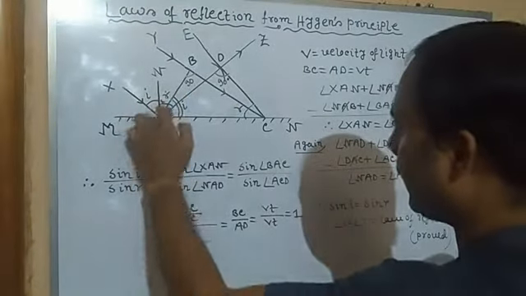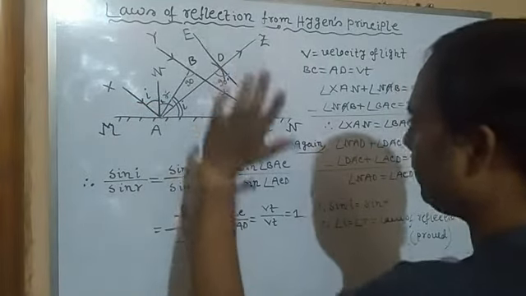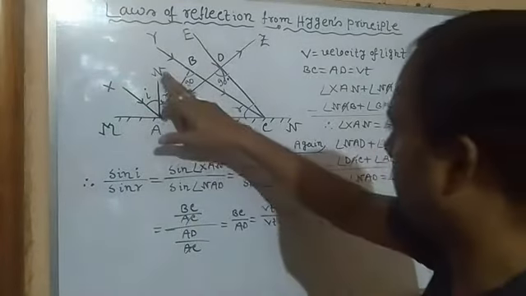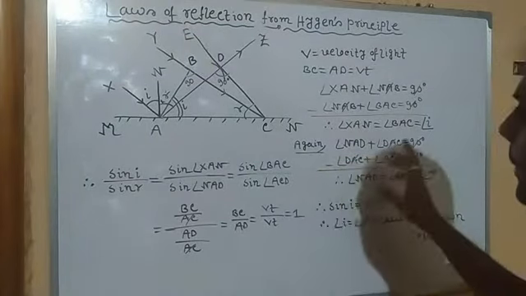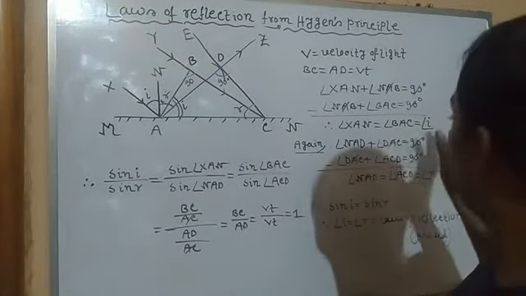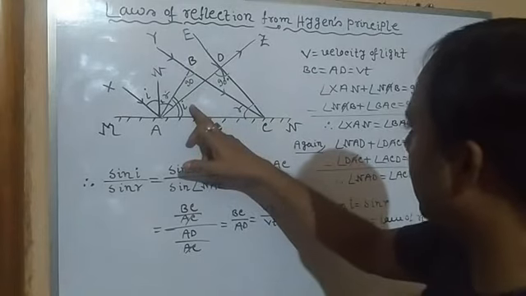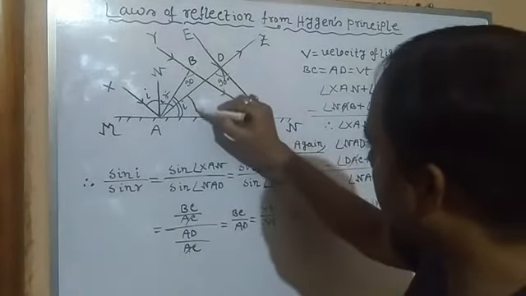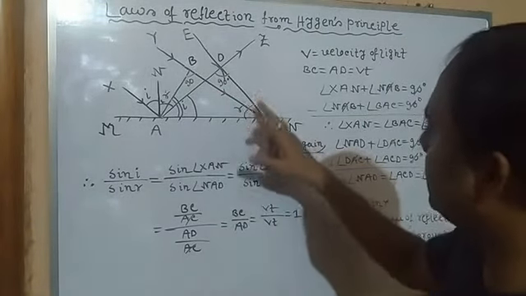Again, NAD. This angle, NAD plus DAC, equals 90 degrees in here. Clearly here, NAD plus DAC equals 90 degrees. Plus DAC, this angle, only this angle, DAC plus ACD, this is 90 degrees.